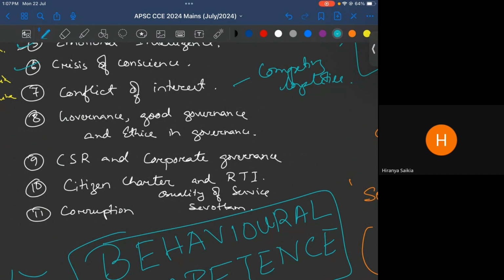Then comes governance, good governance and ethics in governance. Another very important term, an important distinction that you should know. Again, this is in the larger context of the scheme of things, because when we say governance, it is a very all-encompassing term. It includes the process. Governance means decision making by the government, making laws. Problem solving by the government is called governance.